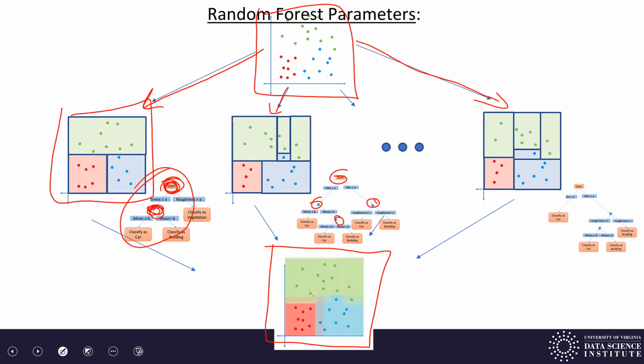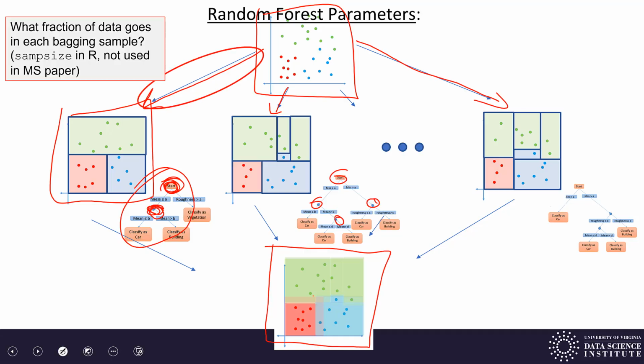Now let's talk about the different parameters that have to be selected as you're making a random forest. First thing that has to be selected is our bagging percentage, right? In R, this is called sample size.